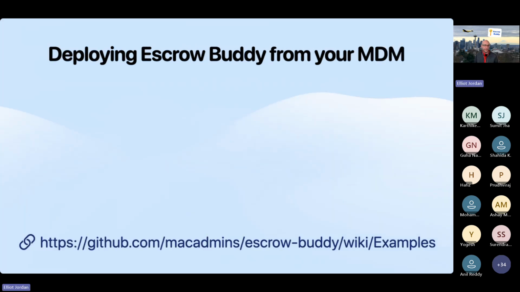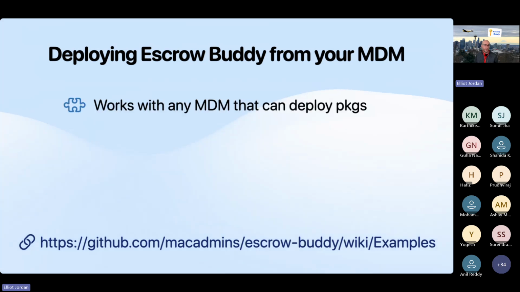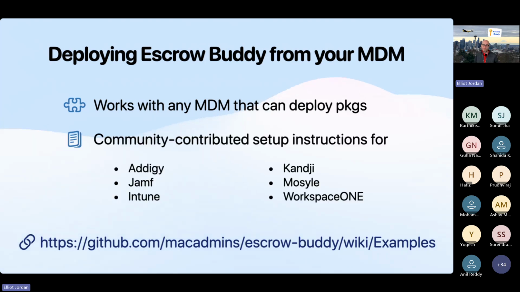Starting to use Escrow Buddy is pretty simple if you have an MDM, as long as the MDM supports installing package installer files, and as long as there are instructions you can follow. And there are already instructions for many of these MDMs in the Escrow Buddy wiki. If you run an MDM at your company that's not listed here and you're interested in Escrow Buddy, don't let that discourage you. The steps are probably very similar to one of these others.